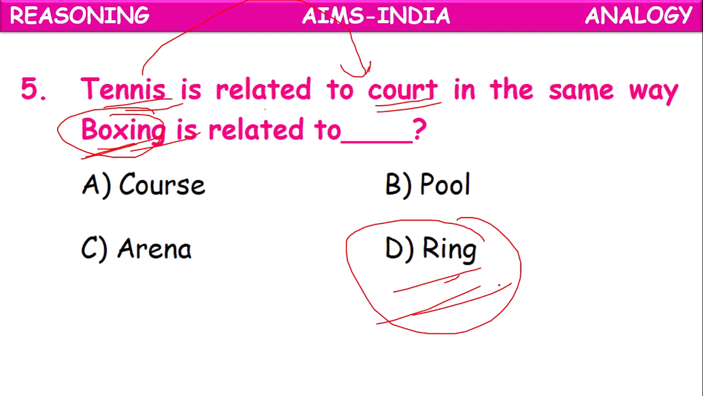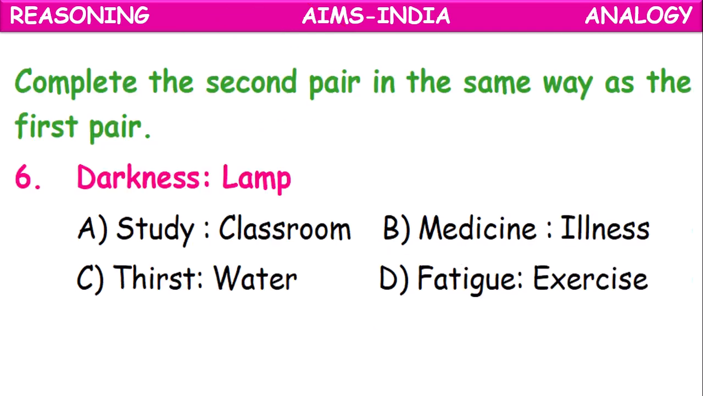Tennis is related to court, means tennis will be played in tennis court. In the same way, boxing will be done in boxing ring. The place where we fight boxing, that is called a ring, boxing ring. So, tennis is related to court. In the same way, boxing is related to ring.